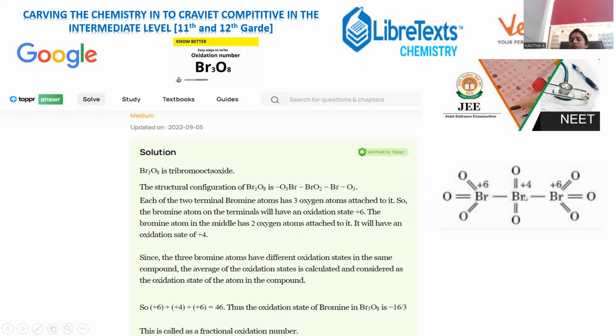Central bromine oxidation state will be +4. And move on to this terminal bromine, where 3 oxygens are there, each oxygen -2. So the total -6 charge is there, counterbalanced with the +6. This is the way bromine +6, bromine +4, bromine +6. This is the way we can locate their oxidation number.